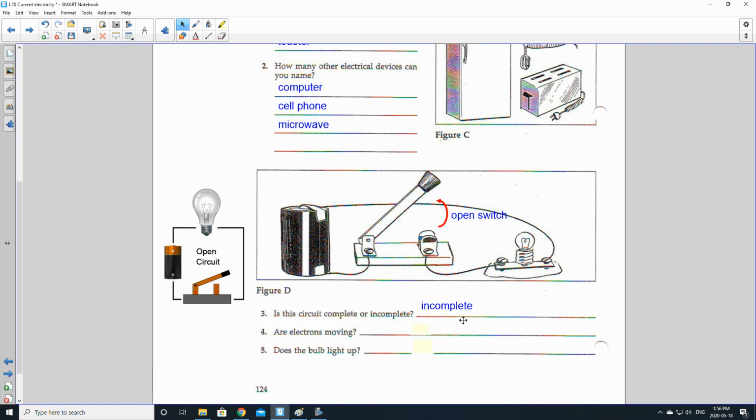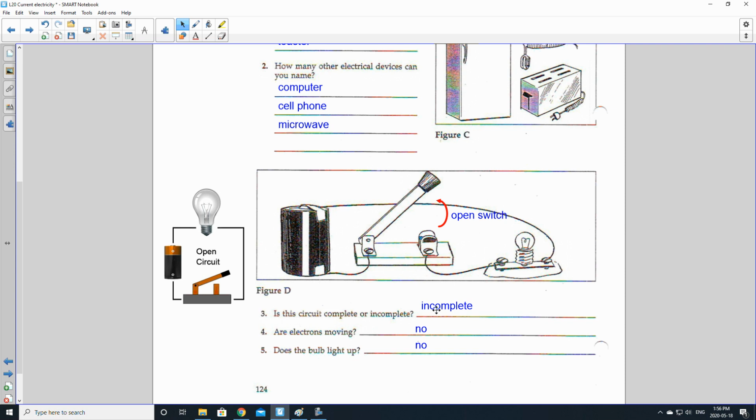Please copy that down. If a circuit is incomplete, are the electrons moving? Yes or no? No. Does the light bulb light up? No. So here are the notes. I'm hoping that you can make these connections. Take a few moments, let this sink into your mind so that you can really absorb the information and make these connections.